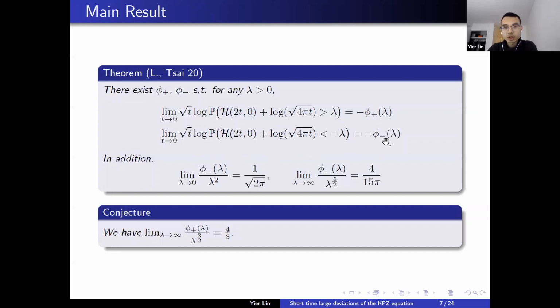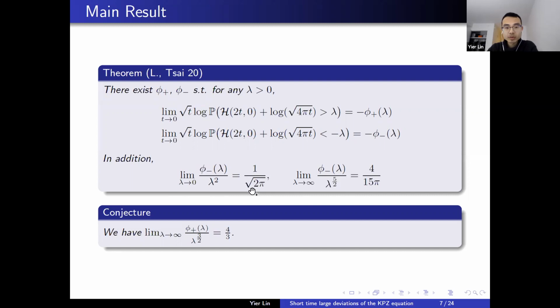These rate functions are in a variational form, but we are able to extract the asymptotics of the lower tail rate function. It shows that if you take lambda goes to 0, then this rate function behaves asymptotically as 1 over root 2 pi times lambda squared. While if you take lambda goes to infinity, the rate function will behave asymptotically as, so you will see this 5/2 power law indeed arises.